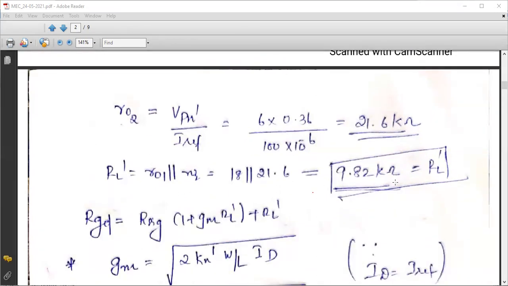That is 9.82 kilo. You know how to find it, right? 18 into 21.6 divided by 18 plus 21.6. So that will be 9.82 kilo ohm. Did you get this answer? Please respond. Have you got this answer?